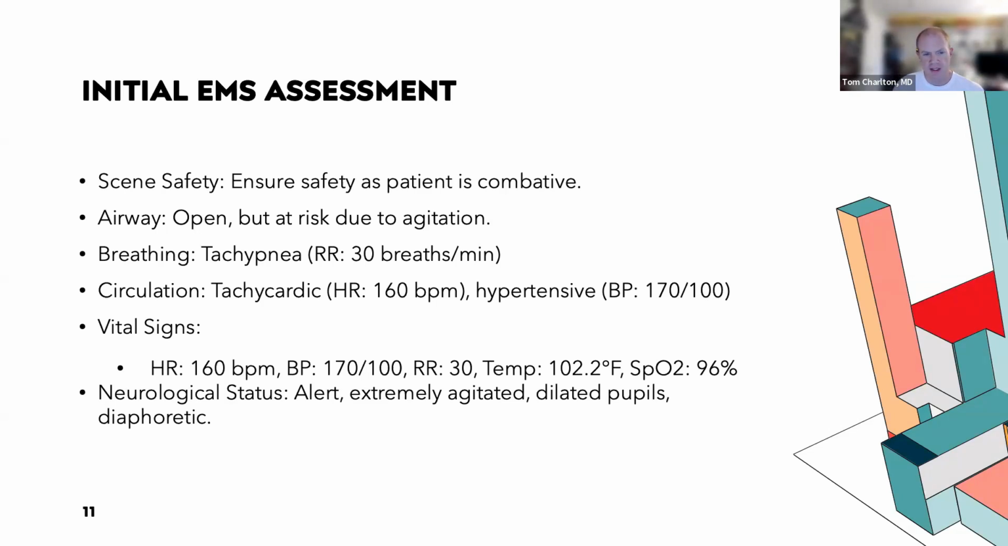His neurologic status is that he is alert, but he's extremely agitated. He's pacing, kind of has a wild-eyed appearance. He's got dilated pupils. He's diaphoretic, et cetera. He's got rapid pressured speech. So pretty agitated. So let's think first about what toxidrome this kind of fits into. I'll give you a second, and then we'll move to the next slide.